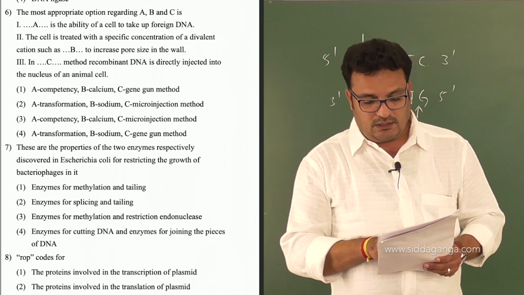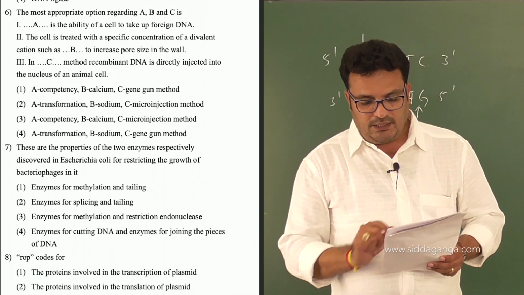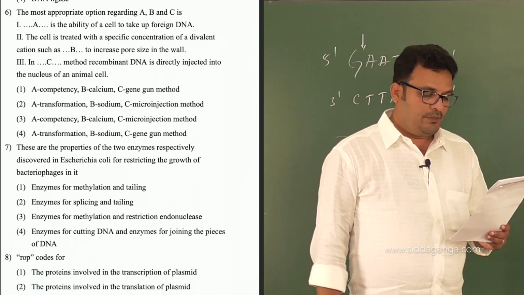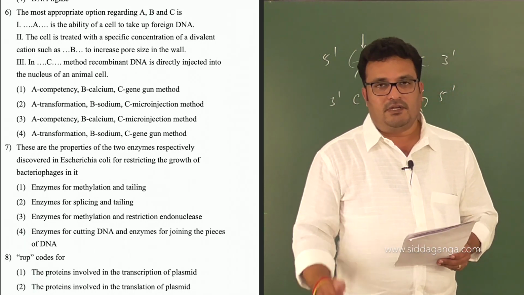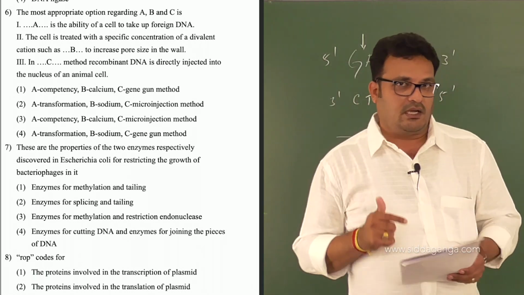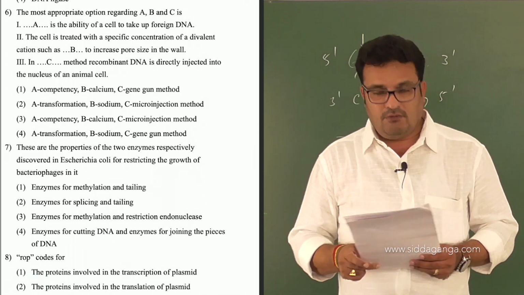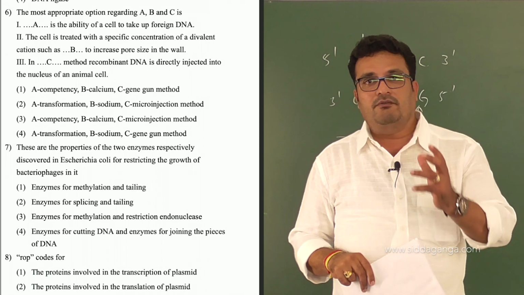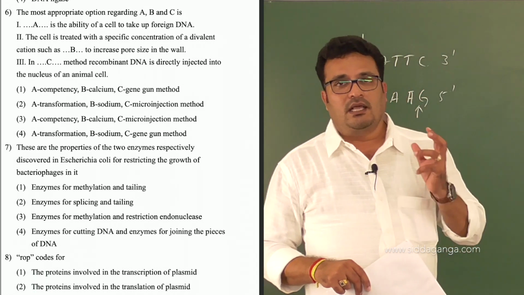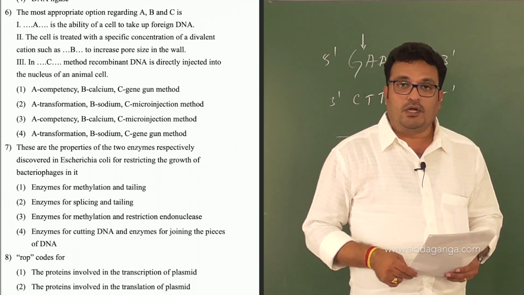And further, the third statement: in dash method, recombinant DNA is directly injected into the nucleus of an animal cell, that is microinjection. In case of animal cells, microinjection is used, but in case of plant cells, biolistic. I told you the gene gun method or biolistic method, right? Where the plant cells are bombarded with high velocity particles like gold or tungsten coated with DNA.